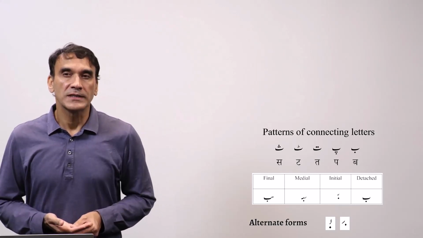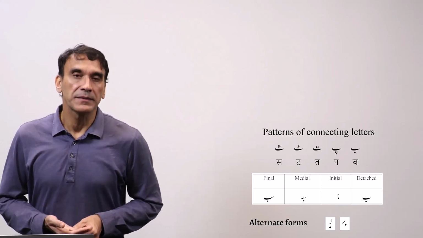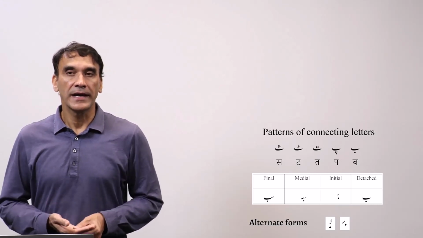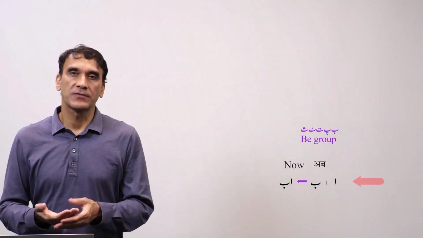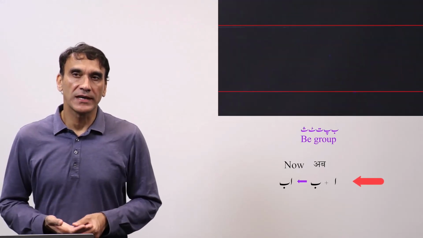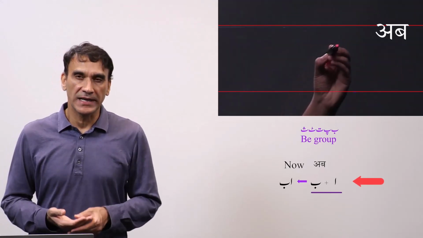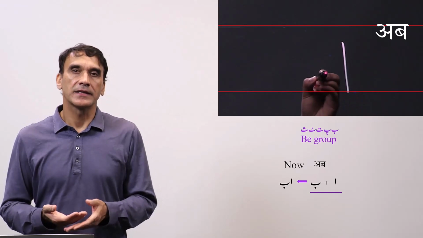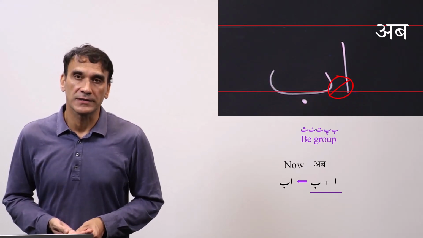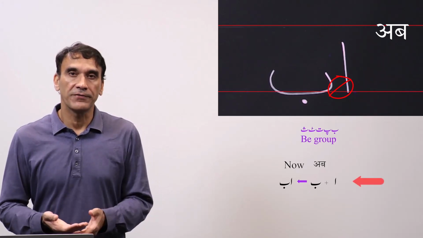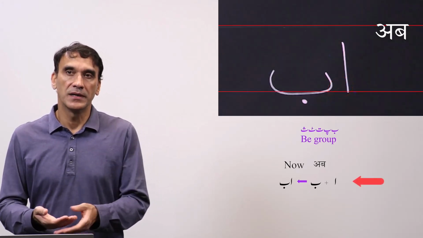Let's now take some words in which the letters come in the beginning, middle, at the end, and also as detached letters. The first word is Ab. We took the word Ab earlier. The spelling is Alif plus Be. Here the letter Be comes as detached because the letter before it is a non-connector Alif. So you write Alif and Be separately. Ab, Ab.